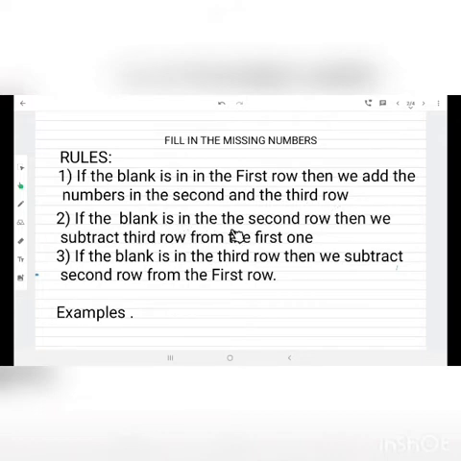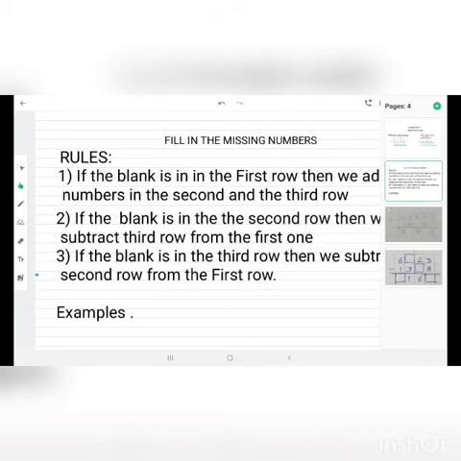Second rule, if the blank is in the second row, then we subtract the third row from the first row. Thirdly, if the blank is in the third row, then what do we do? We subtract the second row from the first row. Now this will be much clearer when we move over to the examples of these questions.